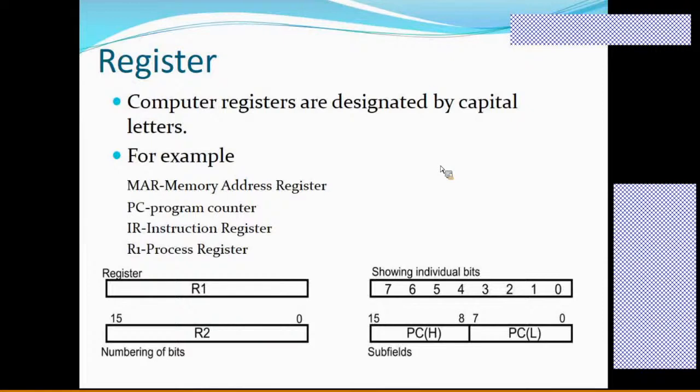Yes. So computer registers are designated by capital letters, right, when you are representing them. So first one is the MAR, as I told you, memory address register. So what is memory address register? We will see that as we get on it. Just try to concentrate on what is there. Okay, register PC, I was telling in the previous slide, right? IR, instruction register. Okay, and so on till R. Process registers. So each and every process takes R1, R2, R3 and so on.